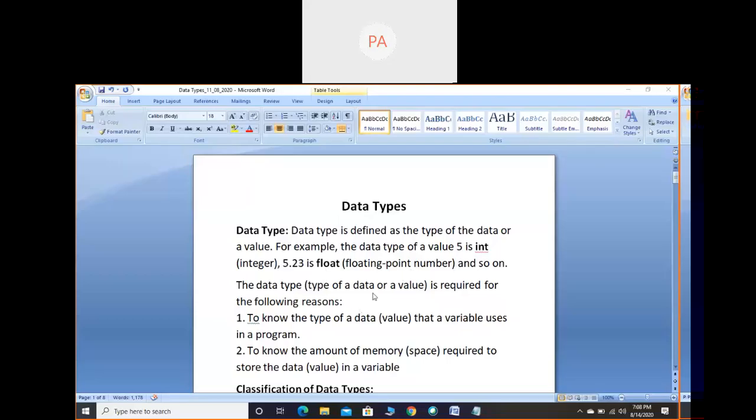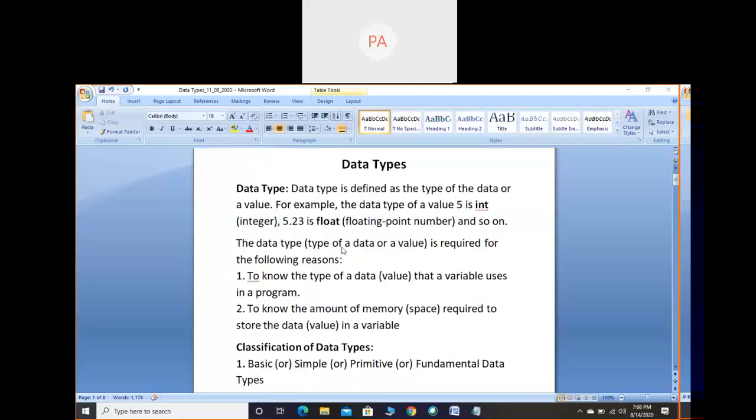Okay, next, data type or the type of the data or value is required for the following reasons. So the next question comes: why do we require data type? To know the type of the data, that is value, that a variable uses in a program. So for two reasons we require the data type. The first reason is to know the type of the data, because 5 and 5.23 are different. Okay, and if you consider symbols, those are different.